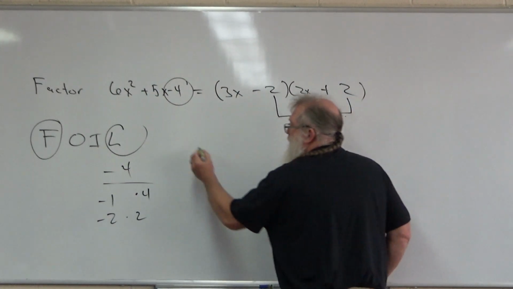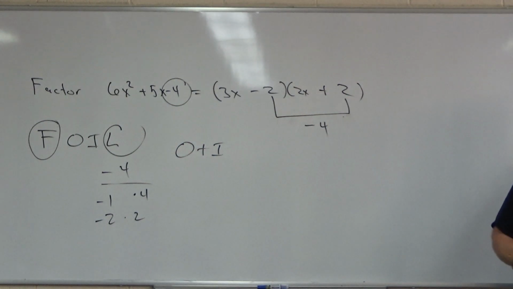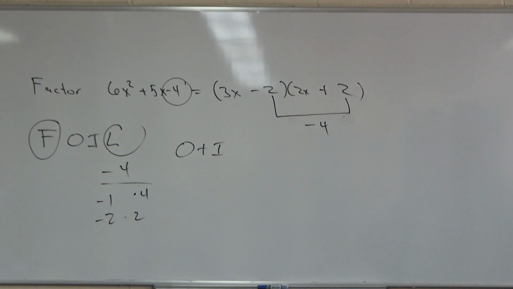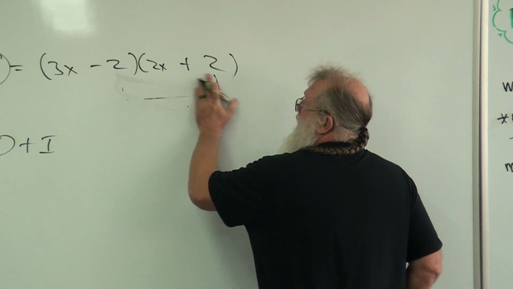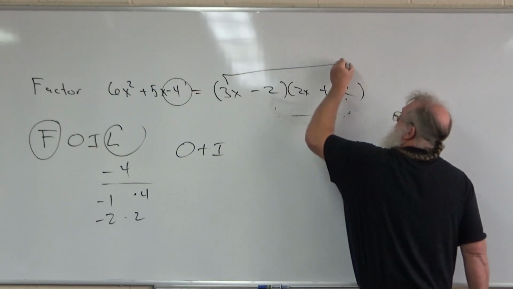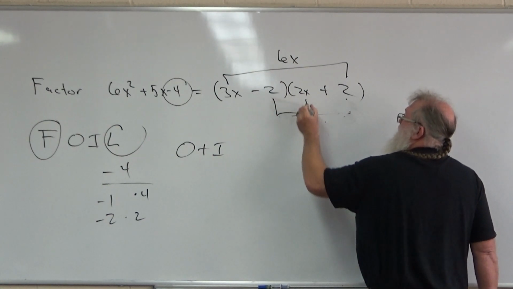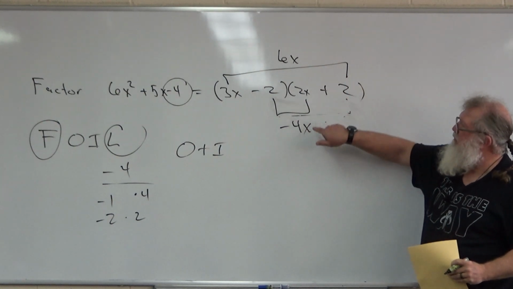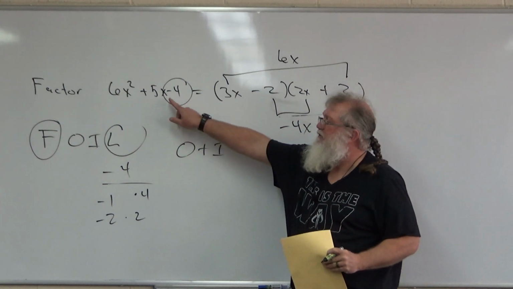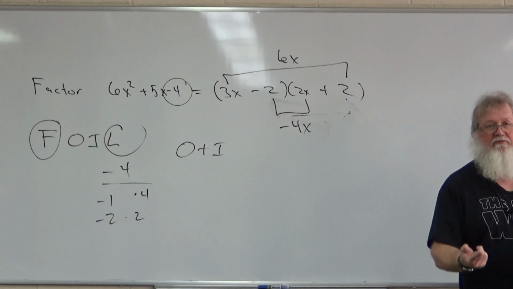What I don't know is the O plus the I, because that's a sum. Sums are harder to see than factoring. So let's just see what our O plus our I is. Outside times outside, 3x times 2 is 6x. Inside times inside is minus 4x. Can I take 6x and minus 4x and get it to equal 5x? No, so that was a bad try.